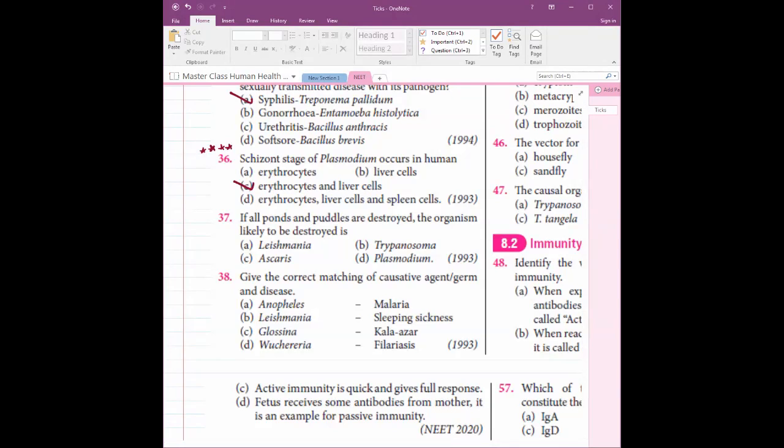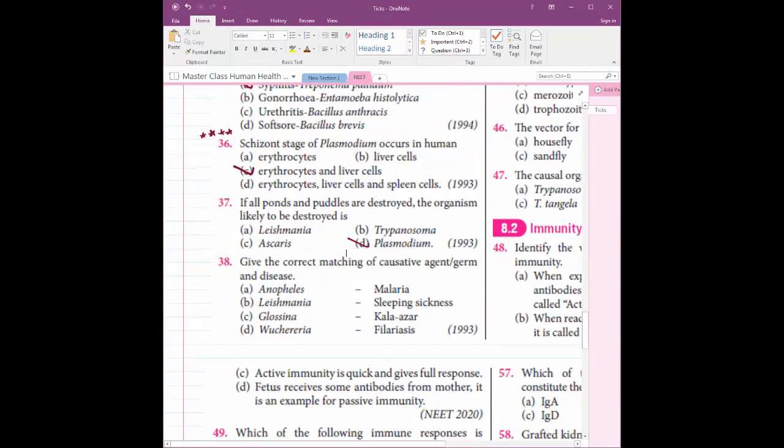If all ponds and puddles are destroyed, the organism likely to be destroyed is, yes guys, very simple. Who do you think it is going to be? Yes, Mukta is right, Purnavi is right, Sneha Singh is right. It is going to be your Plasmodium. Why? What is the idea behind this, guys? Because then the mosquitoes are going to die. If the mosquitoes die, there is going to be no vector to transport Plasmodium. That is the idea.